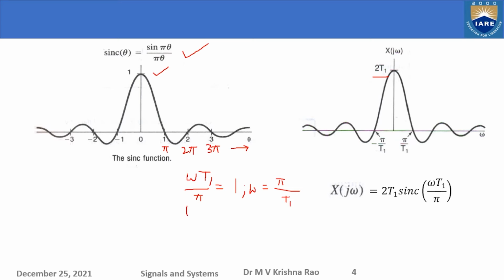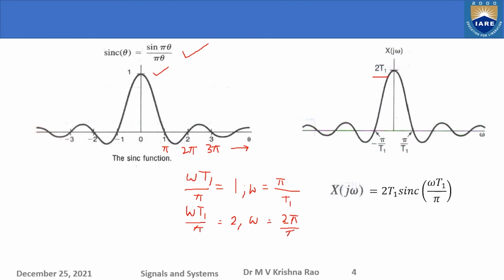Similarly, at the argument theta equal to 2, omega t1 divided by pi is equal to 2. Then what happens to omega? Omega equals 2 pi by t1. Okay. So like this, for every theta value, you can find the omega.